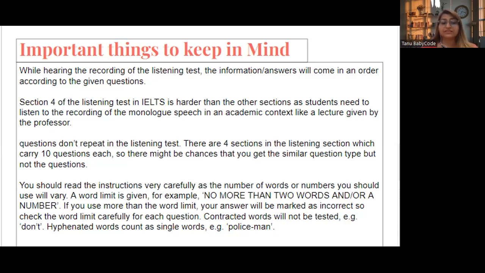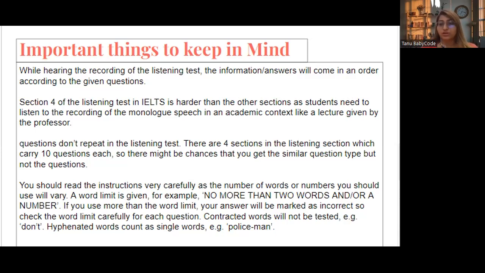Next important thing is you should read the instructions very carefully, as the number of words or numbers you should use will vary. A word limit is given. For example, you have a word limit of no more than 2 words and or a number. If you use more than the word limit, your answer will be marked as incorrect. So always check your word limit carefully for each question.